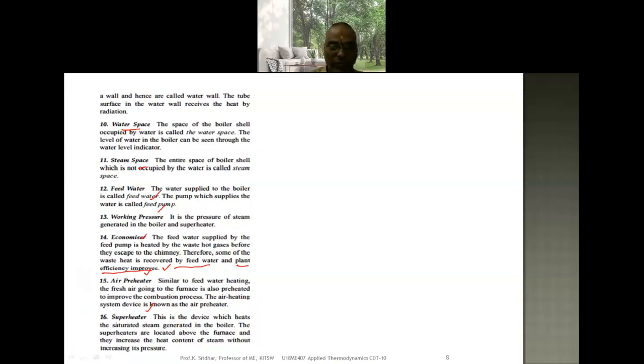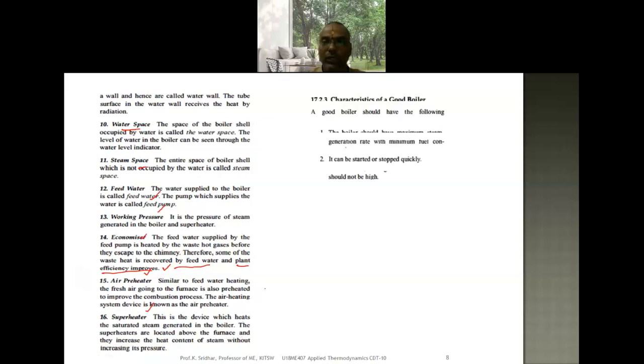And similarly the superheater. It is always desirable to have superheated steam at the exit of the boiler. So the boiler drum is connected to the superheater tubes, so that the steam is further sent to the superheater tubes, and the superheated steam leaves the boiler and enters the turbine. And what are the basic characteristics of a good boiler?